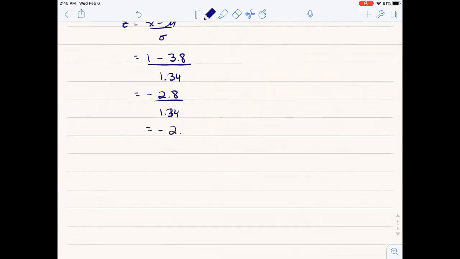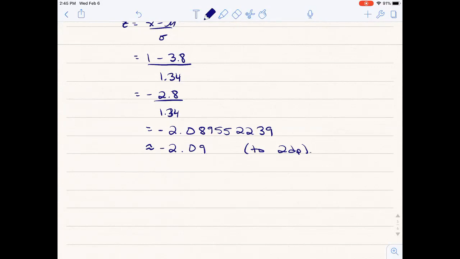I get negative 2.089552239. Again, we have to round to 2 decimal places. If you jump to just rounding to 2 decimal places, that's fine. I just want to show you what it is. Roughly equal to negative 2.09 to 2 decimal places.